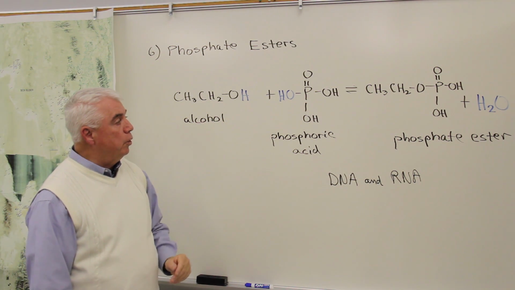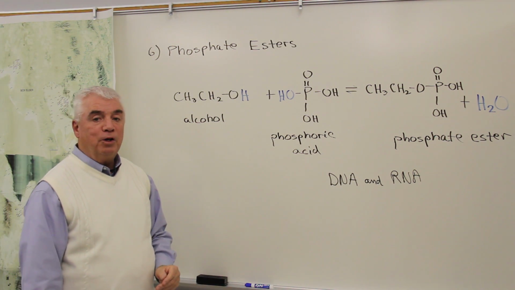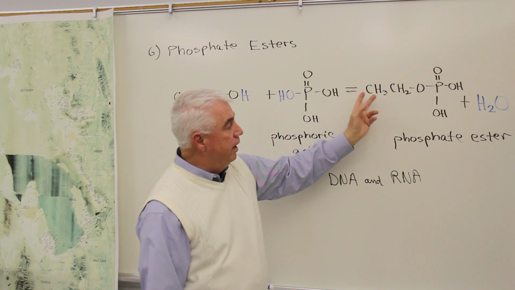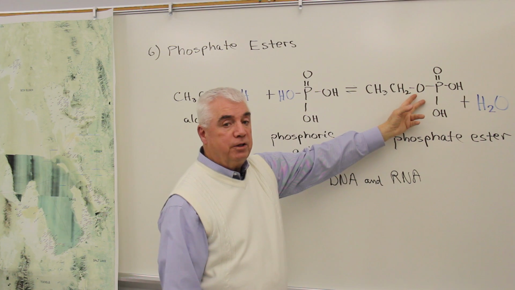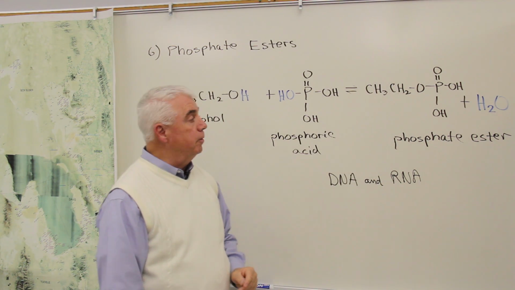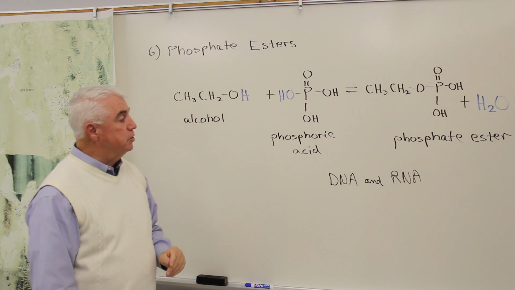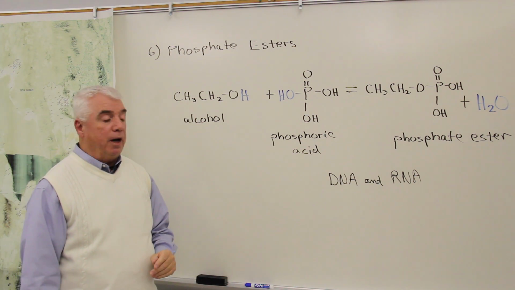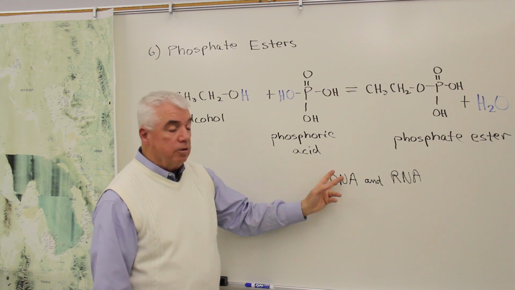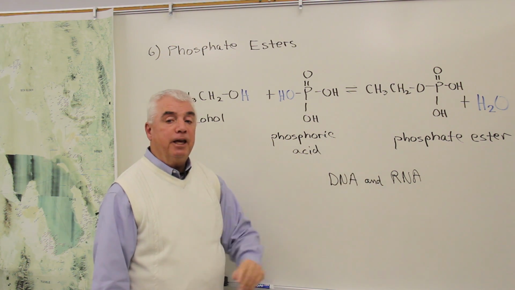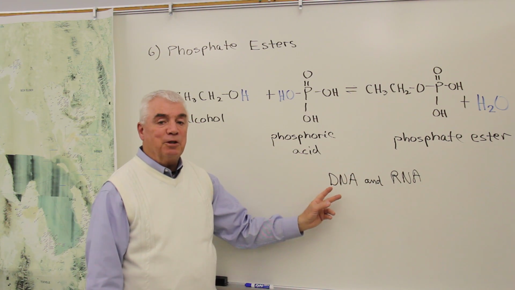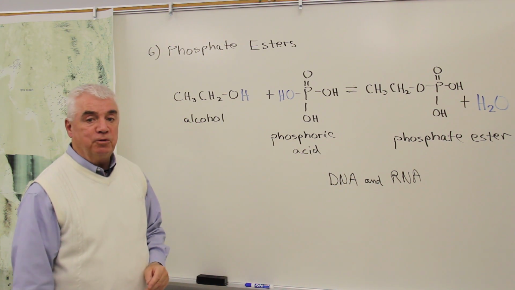Using our color-coded chemistry, a water molecule is going to be eliminated from these 2 structures, and then we'll have the R group now attached to the phosphate. This is called a phosphate ester. And the reason that we've introduced phosphate esters in this chapter is that it lays the foundation for our discussion of DNA and RNA in biochemistry. And both of these complex structures are examples of phosphate esters.